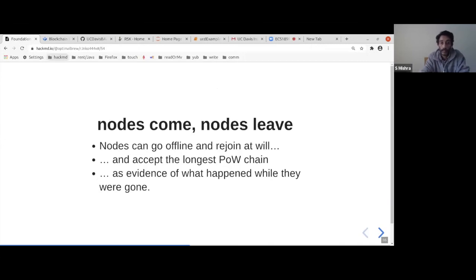Another great thing about the network is that if you're running a node, you don't have to be online all the time. Nodes can stay online or go offline and rejoin as they please. Whenever they rejoin, whether it's after a day or after 5 years, they just accept the then current longest chain as the true chain, and they treat that as evidence of what happened in the network when they were offline.